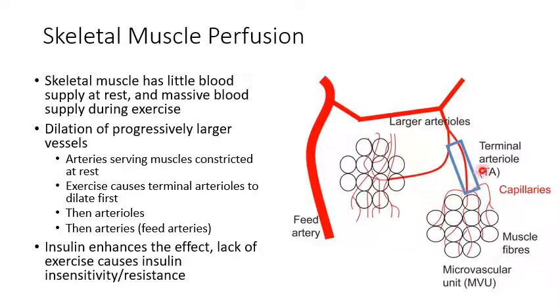So those terminal arterioles are the ones that are going to dilate first when the muscle becomes activated. Then you'll have the next largest arterioles dilate, then the largest arterioles will dilate, then finally the feed artery itself will dilate. Every time a bigger vessel dilates, more blood is supplied to the muscle.